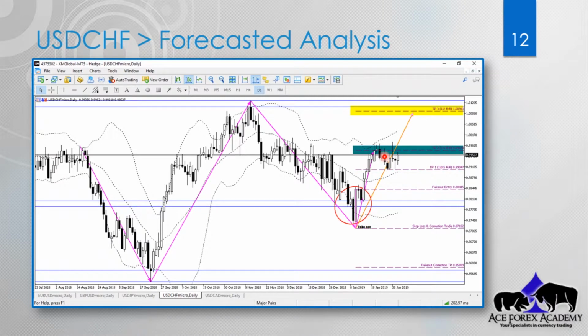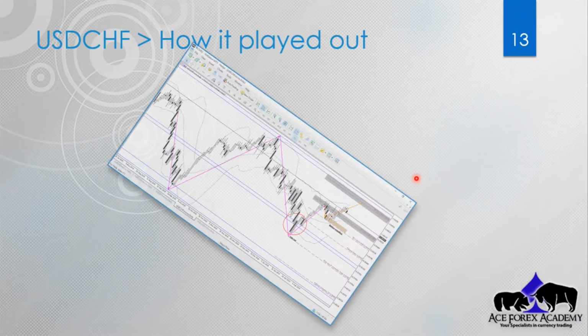Lastly, we have our USD Swiss franc pair, and what we had forecasted was a move towards TP3, giving us a 1:2 risk reward ratio. However, we had shown that we were satisfied with a 1:1 risk reward ratio coming from this fake out over here. So TP was already reached on my side over here. However, it was a possibility for price to reach 1:2, closer to our resistance level over here. Now let's check how that played out.